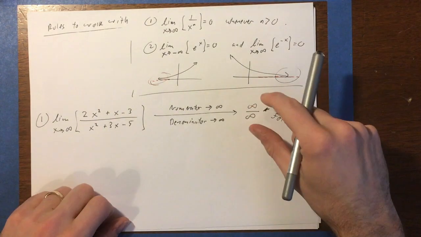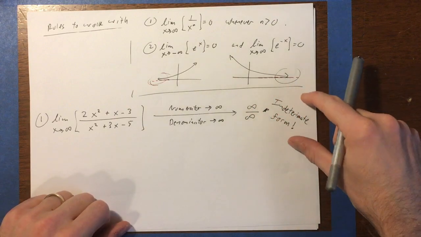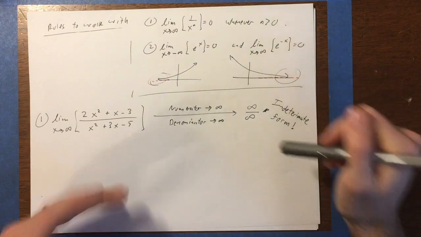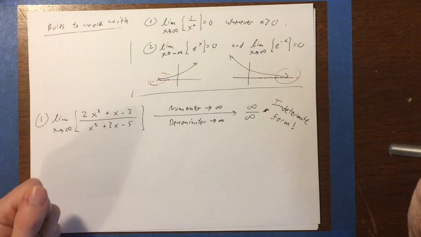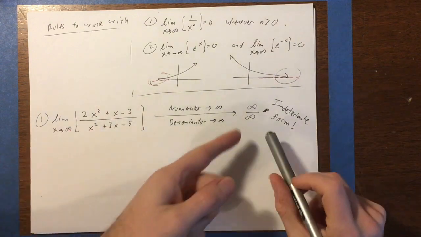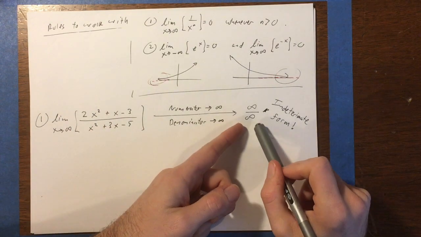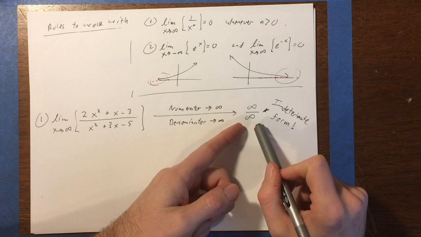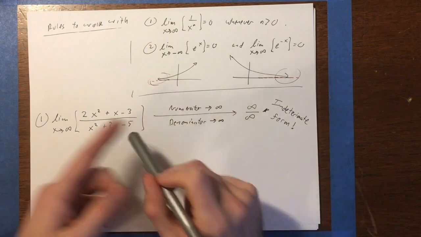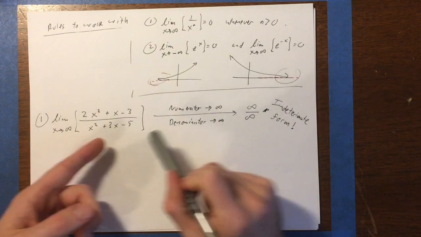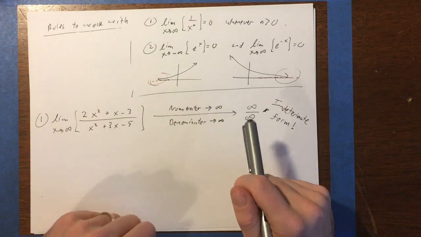So when I say this is an indeterminate form, indeterminate means not determined. It doesn't determine anything. Knowing that this is giving us this indeterminate form doesn't give us any information about what the limit actually is. It just means we've got to try a different strategy.